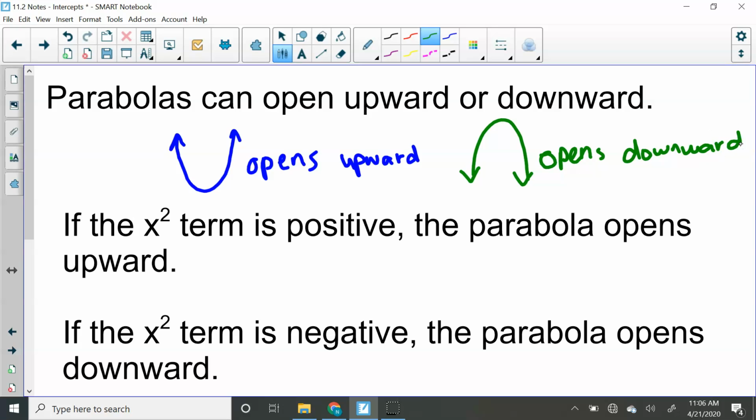Not yet. Alright, so if the x squared term is positive, the parabola opens upward. If the x squared term is negative, the parabola opens downward.